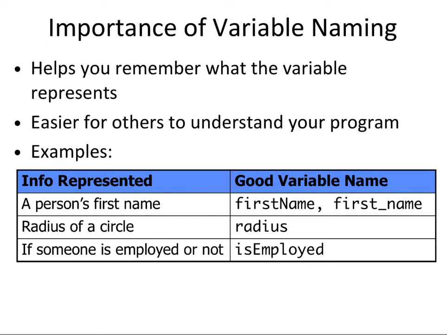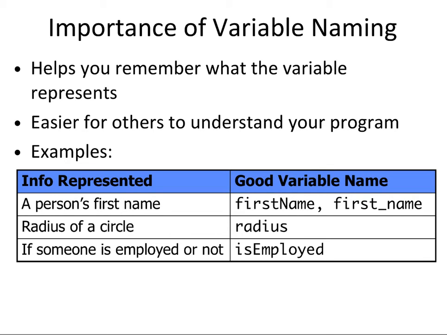So for example, if I was going to represent information about a person's first name, then I might call the variable first_name or firstName. If I want to represent the radius of a circle, I'd call it radius rather than just simply r. And if someone is employed or not, I would name it isEmployed. Imagine if that is wasn't there and I just named the variable employed. Well, if I just named the variable employed, it might be difficult to know what true and false mean.